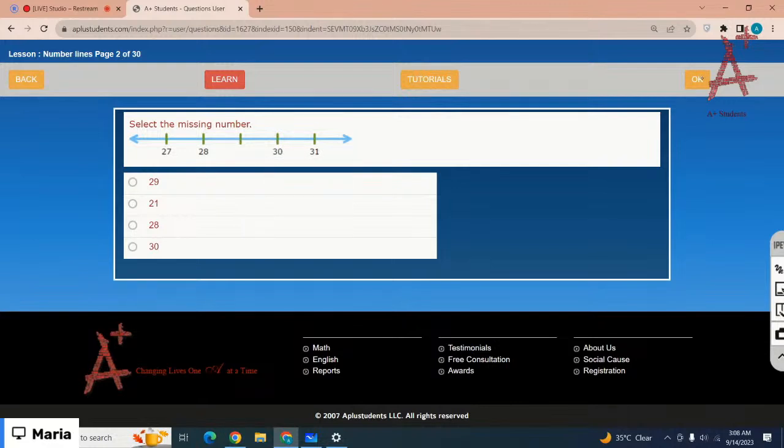Before 30 or after 28? What number is it? When counting after 28 is, yes, that would be 29. So that means the missing number is 29, right? Very good.